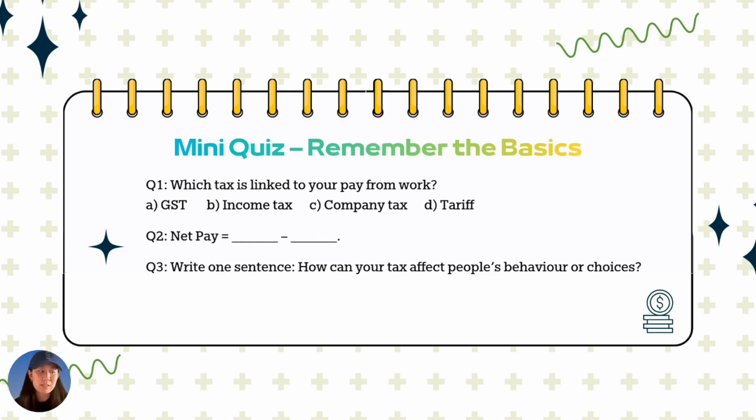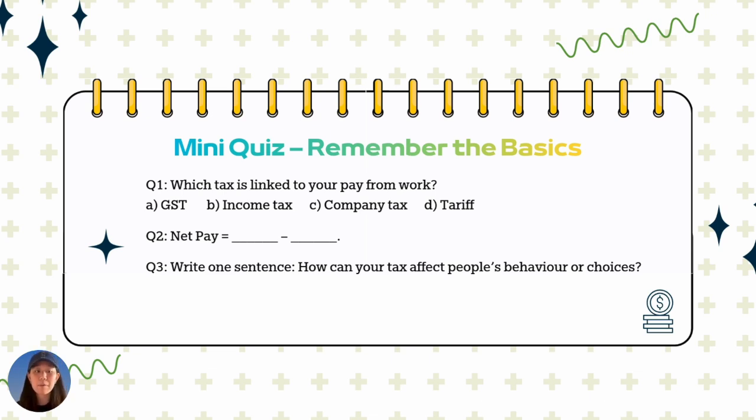And from this online lesson, I want you to pause the video in a moment and open your notebook. Please answer the first question and the second question in full. And for the last question, write one clear sentence about the tax type you chose in your poster, okay? This part should take you about 3 minutes. All right, please pause the video now, complete the mini quiz, and then come back when you're ready.